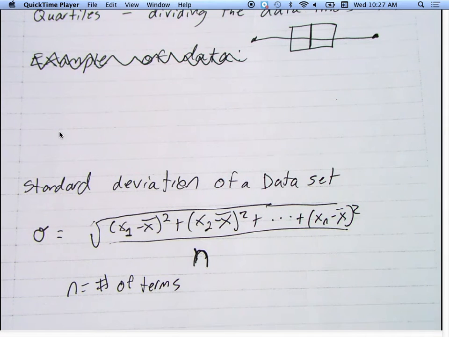Okay, now we're going to take an example. Once you have this down, the dot, dot, dot is just every term in between, all the way up until you've done all the terms.